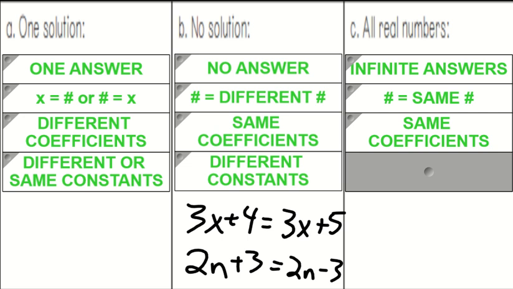Just like no solution, those have the same coefficients. The difference is they also have the same constant. So again, after you distribute, after you combine like terms, everything looks the same on both sides. That's the infinite solution, or all real numbers.